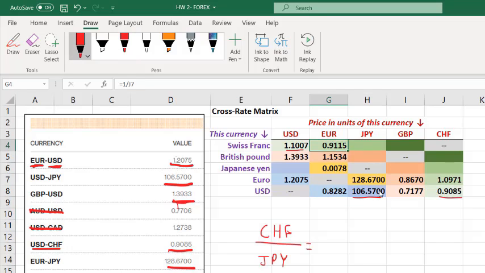But here, oh, and I just realized that we were missing one reciprocal, so we can do the Japanese yen in terms of the US dollar. It's going to be 1 divided by the yen price of the dollar. So the Japanese yen is worth just under 1 cent US, 0.009. Okay, so we have the yen in terms of dollars and the dollar in terms of yen.